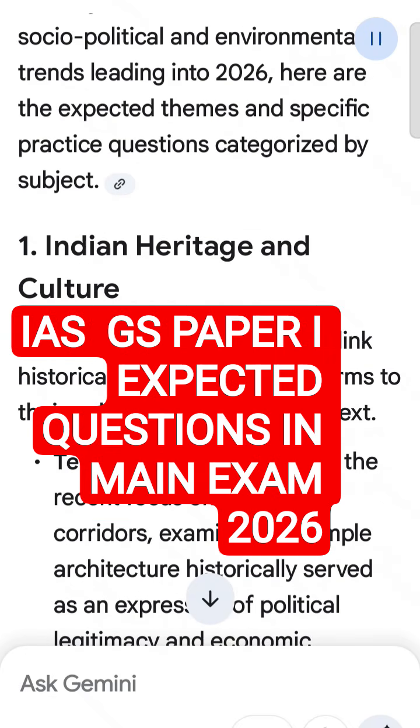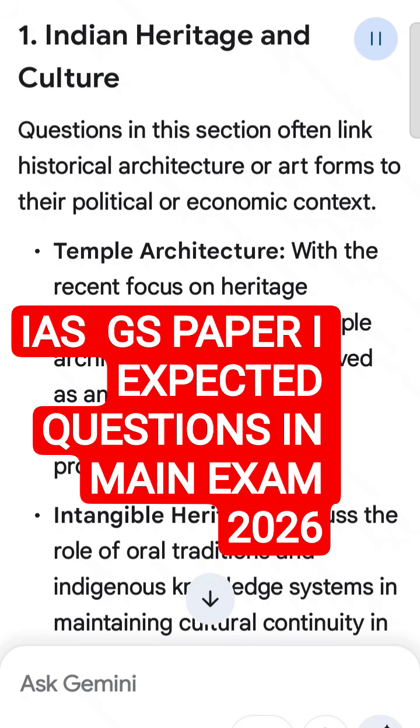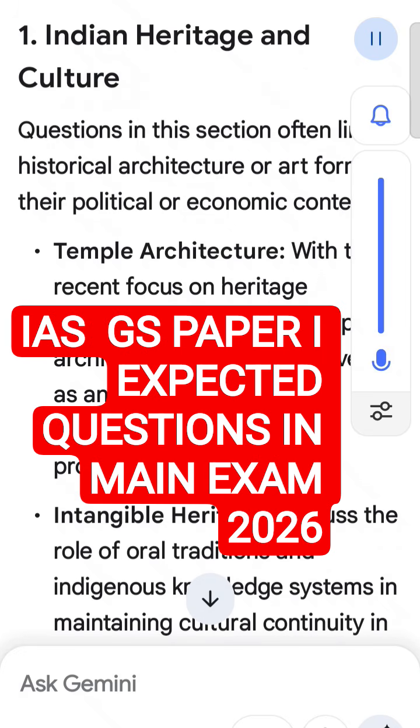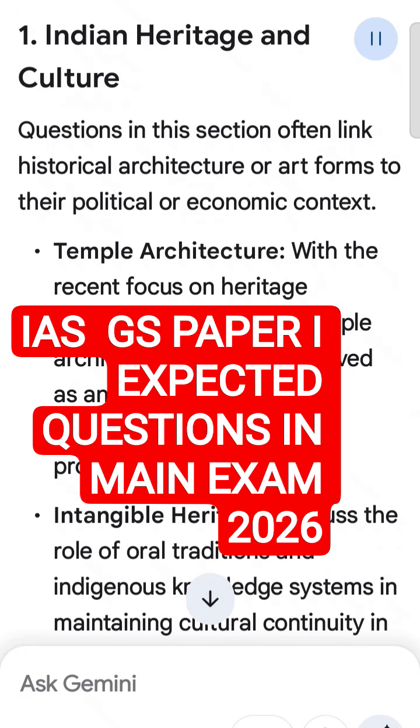Questions in this section often link historical architecture or art forms to their political or economic context. Temple architecture. With the recent focus on heritage corridors, examine how temple architecture historically served as an expression of political legitimacy and economic prosperity. Intangible heritage. Discuss the role of oral traditions and indigenous knowledge systems in maintaining cultural continuity in a rapidly globalizing India.